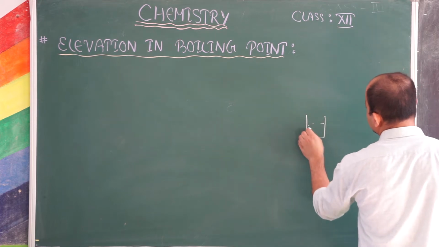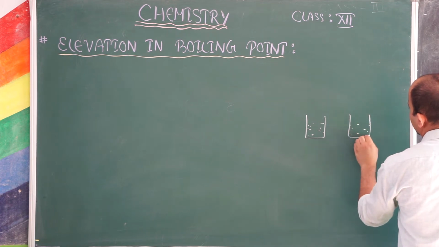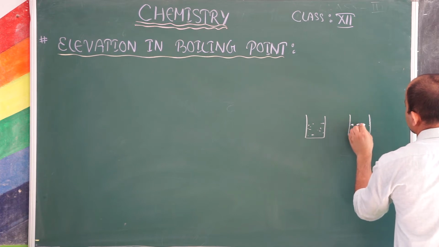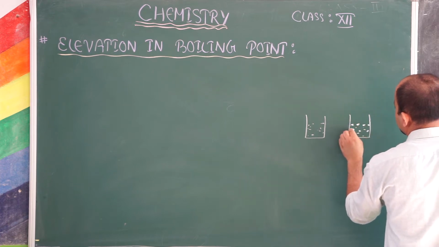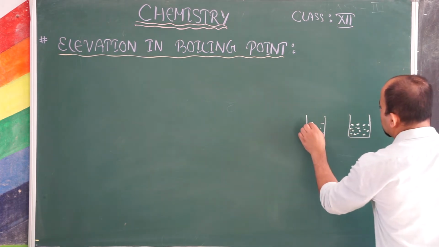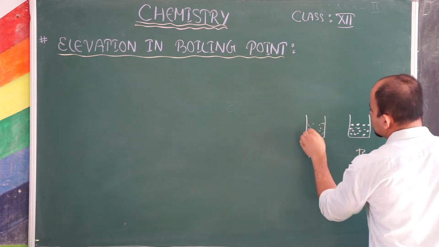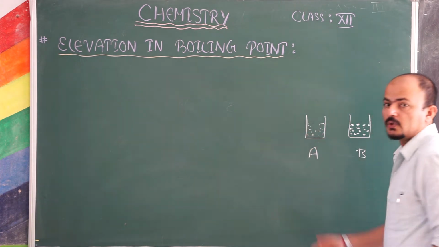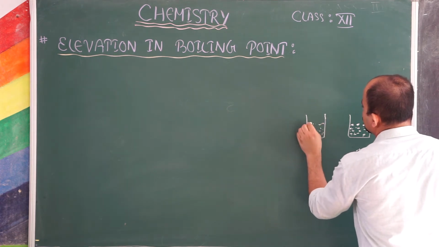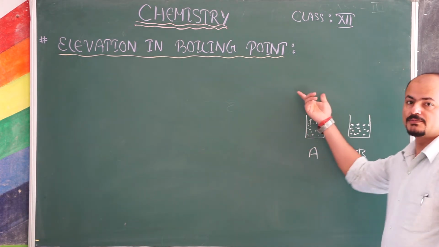Suppose you have a pure solvent here, which is a volatile one, and here you have a solution where you have added some non-volatile solid particles. These non-volatile solid particles will hinder the vapor pressure. In A, since only pure volatile solvent is present, all the molecules at the surface will be going to the vapor phase. Therefore, its vapor pressure will be higher.